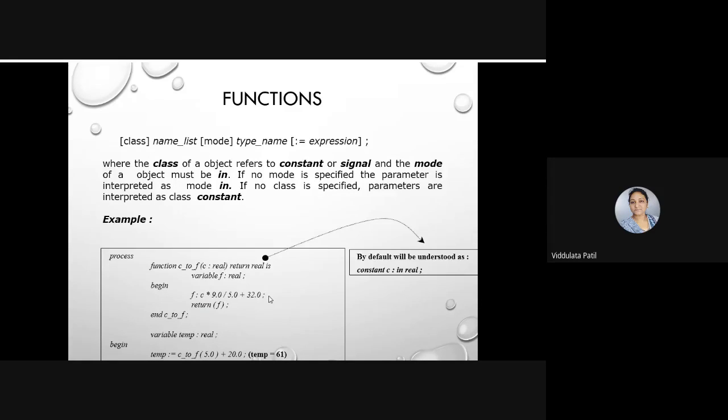Here, by default, it will be understood that c is a constant. As we have not specified the class, it will be constant. Again, as we have not specified the mode, it will be in mode. And it is of type real. Then after this calculation, it will return f. So this will be returned, and this is the end of c to f.